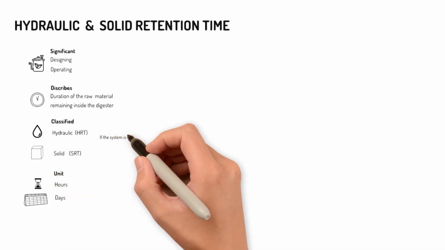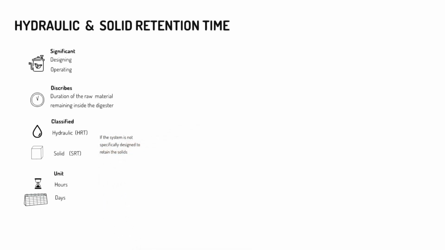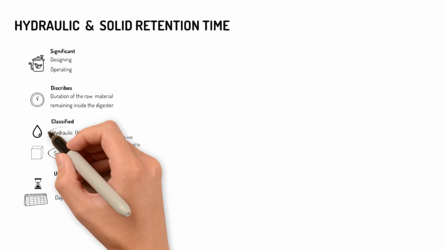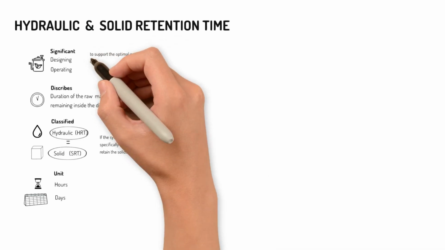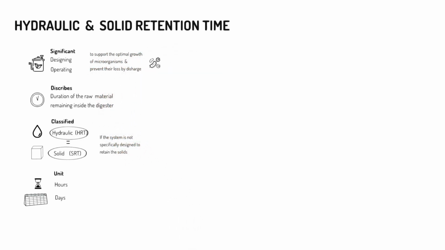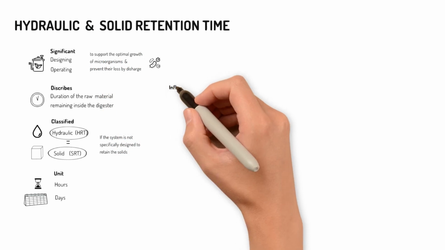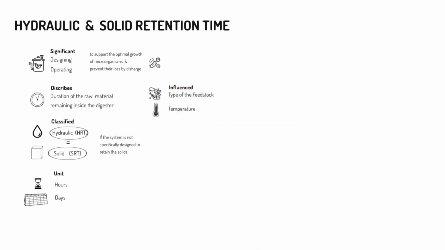If the system is not specifically designed to retain the solids, like it is the case for fixed or floating dome digesters without buffer, the solid and hydraulic retention time are assumed to be equal. Maintaining an appropriate solid retention time is crucial to support the optimal growth of microorganisms and prevent their loss by discharge. The retention time can vary, and is influenced by type of the feedstock and temperature, and may differ between seasons for digesters without heating.